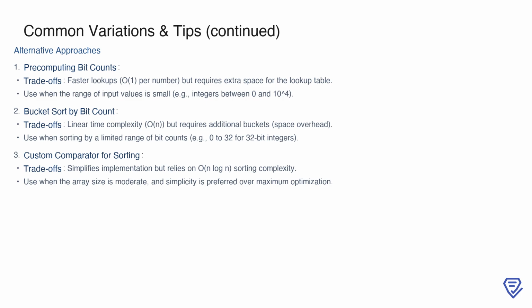Another alternative is using bucket sort, where numbers are grouped by their bit counts. This can achieve linear time complexity, but it comes with space overhead due to the need for additional buckets. This approach works well when the range of bit counts is limited, such as 0 to 32 for 32-bit integers. Lastly, you can use a custom comparator for sorting. While this simplifies the implementation, it relies on the standard O(n log n) time complexity of comparison-based sorting. This method is ideal for moderate-sized arrays where simplicity is more important than maximizing optimization.